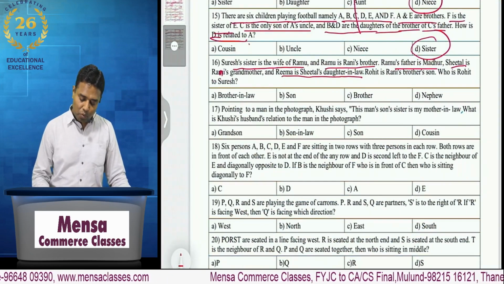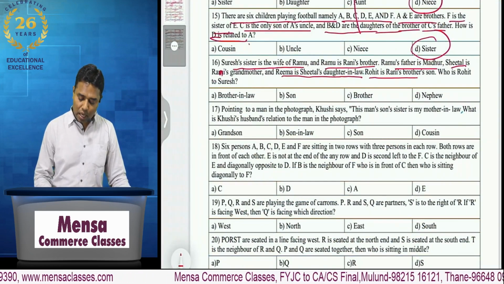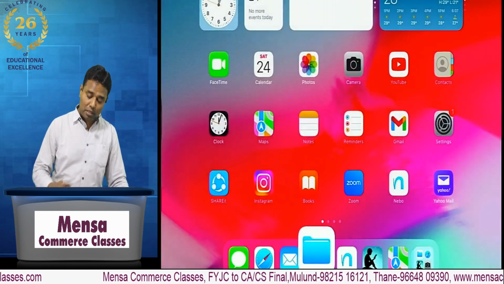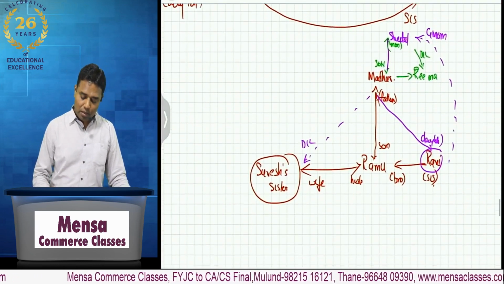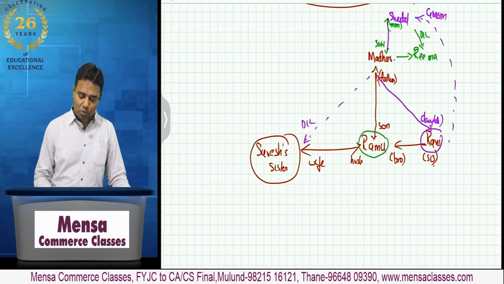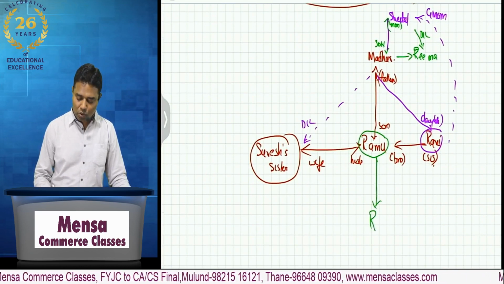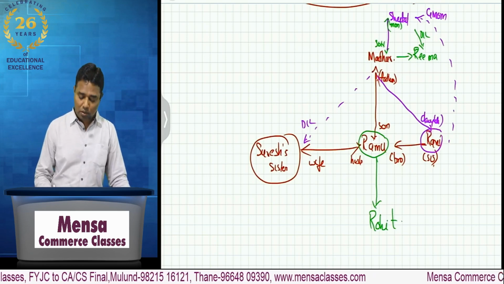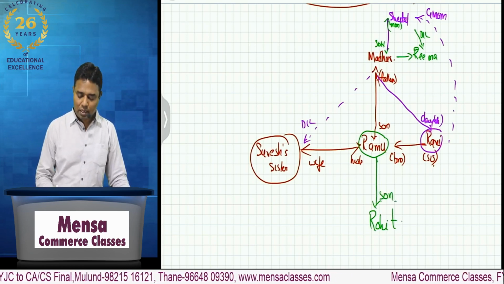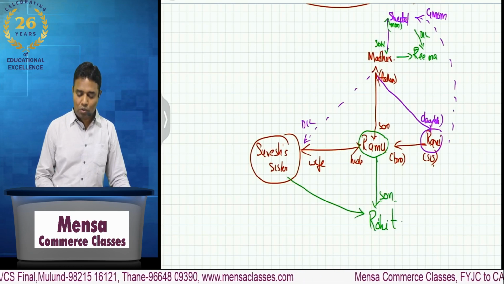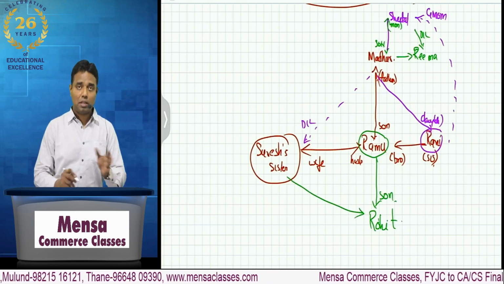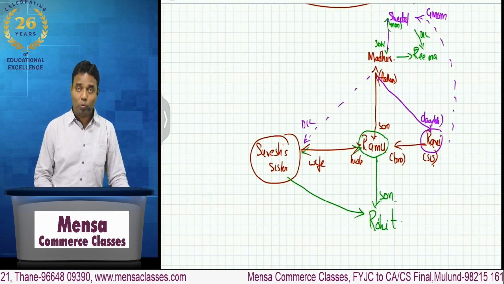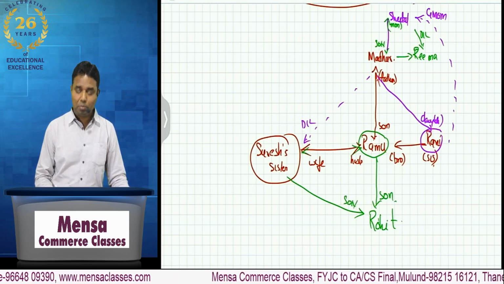Next, what does it say? Rohit is Rani's brother's son. Who is Rani's brother? Ramu. His son is Rohit. Correct. Now very obviously Ramu's son is also Suresh's sister's son, because Ramu and Suresh's sister are husband and wife. So he is the son of both the persons.